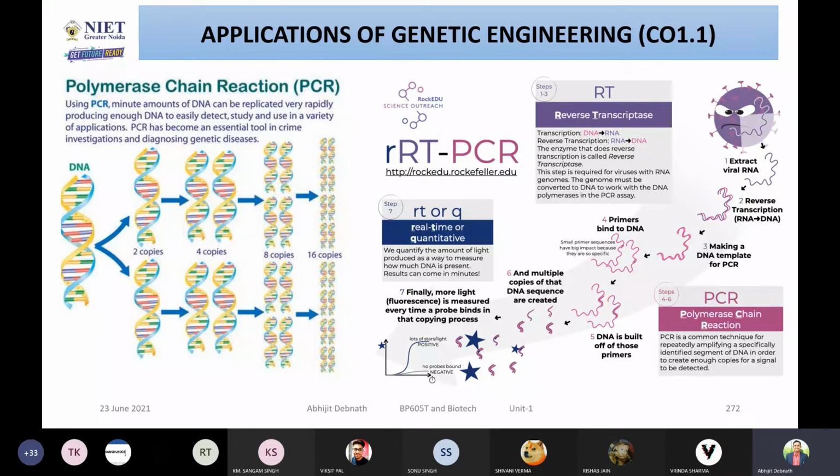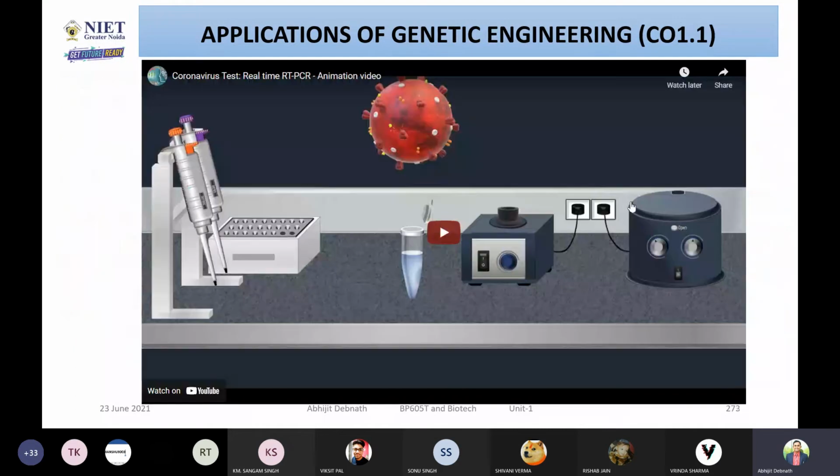So in future, if you want to make your own RT-PCR type of test for some other diseases, you can also make it. For that, you just need the reverse transcriptase, the particular DNA, and the primer. Okay, so that's it from my side for today.